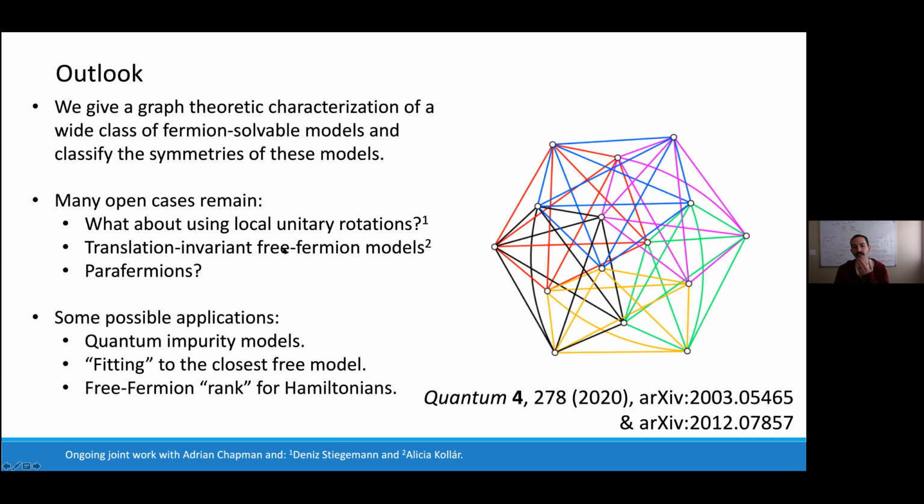There's also the case of translation invariant free fermion models. In some joint work that I've done with Adrian and Alicia Kolar, that should be on the archive hopefully reasonably soon, we've studied the translation invariant case. Can we understand it without appealing to calculations that require modeling the full system size, but rather only look at the unit cell? So we want a kind of momentum representation where we don't need to use an amount of data that scales with the system size, but rather just focuses on a unit cell and really exploits that translation symmetry.